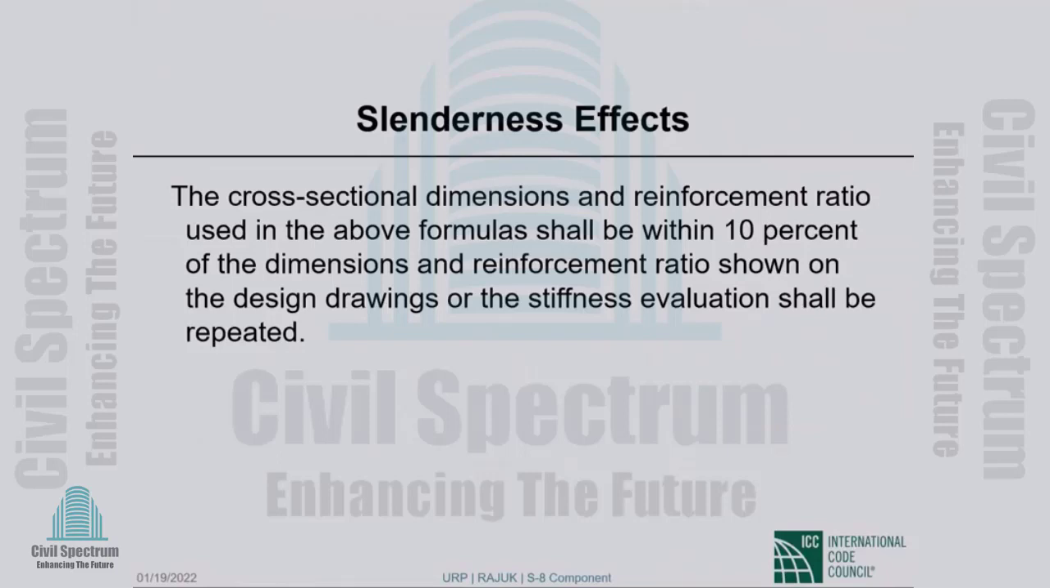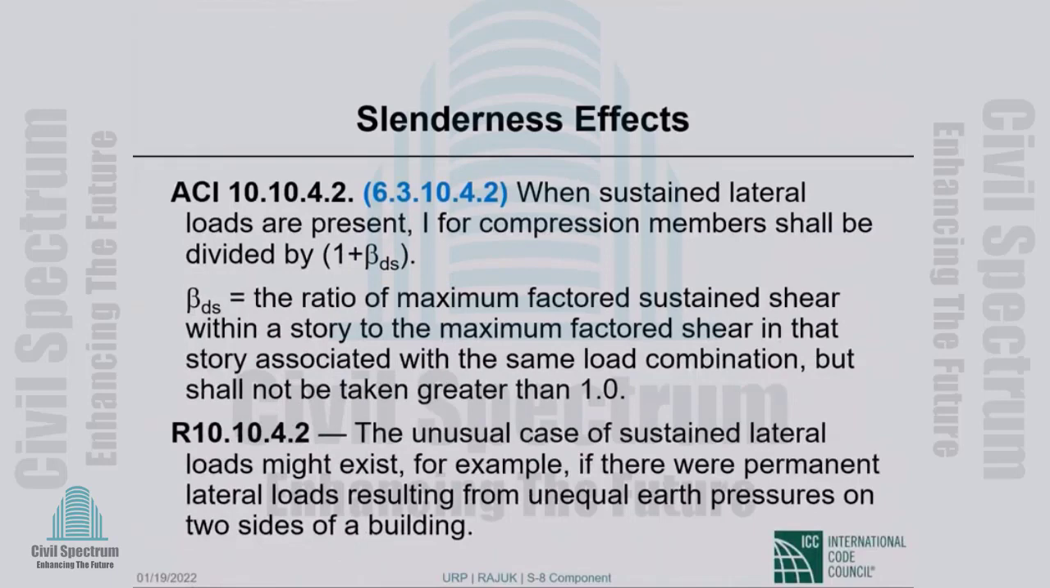Again, cross-sectional dimensions and reinforcement ratio used in the above formulas shall be within 10% of the dimensions and reinforcement ratio shown. This is talking about the formulas that we skipped, so let's not worry about that. Okay, now, I don't know how important this is, but somehow 318 was pretty hung up about this for a while.